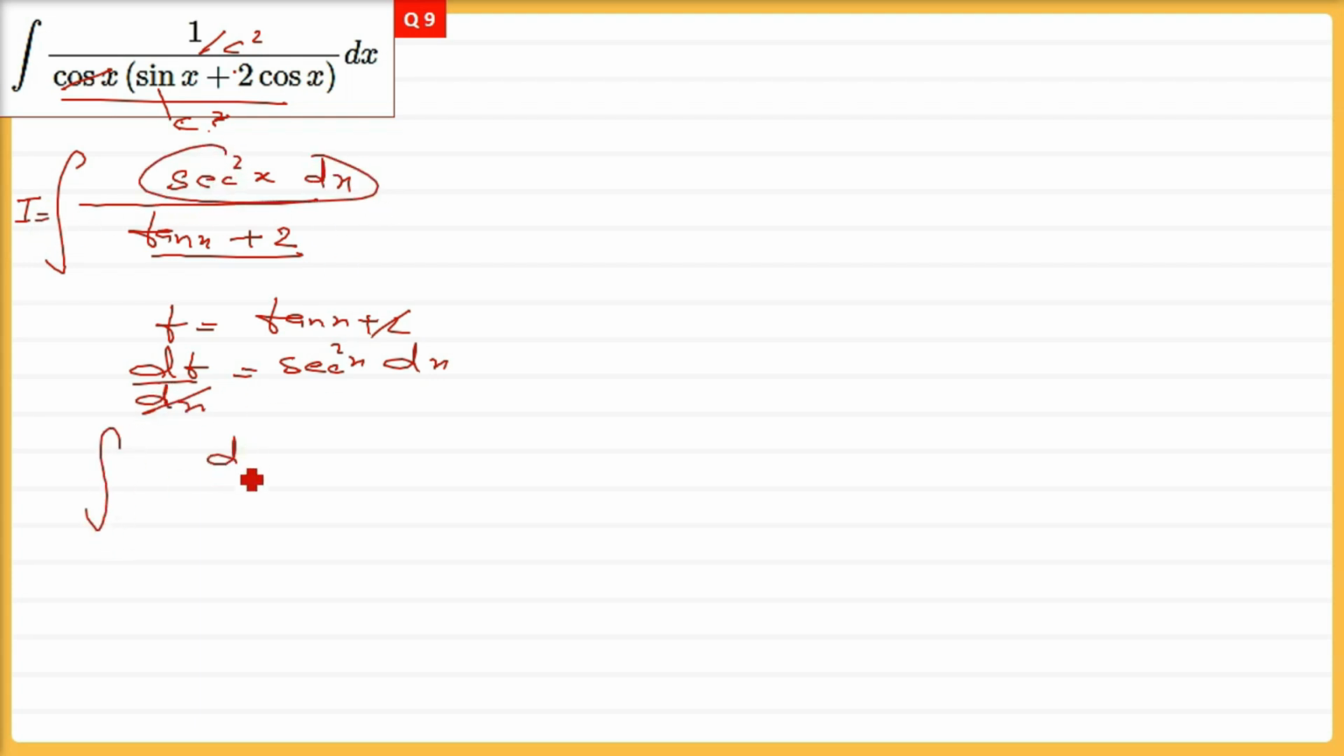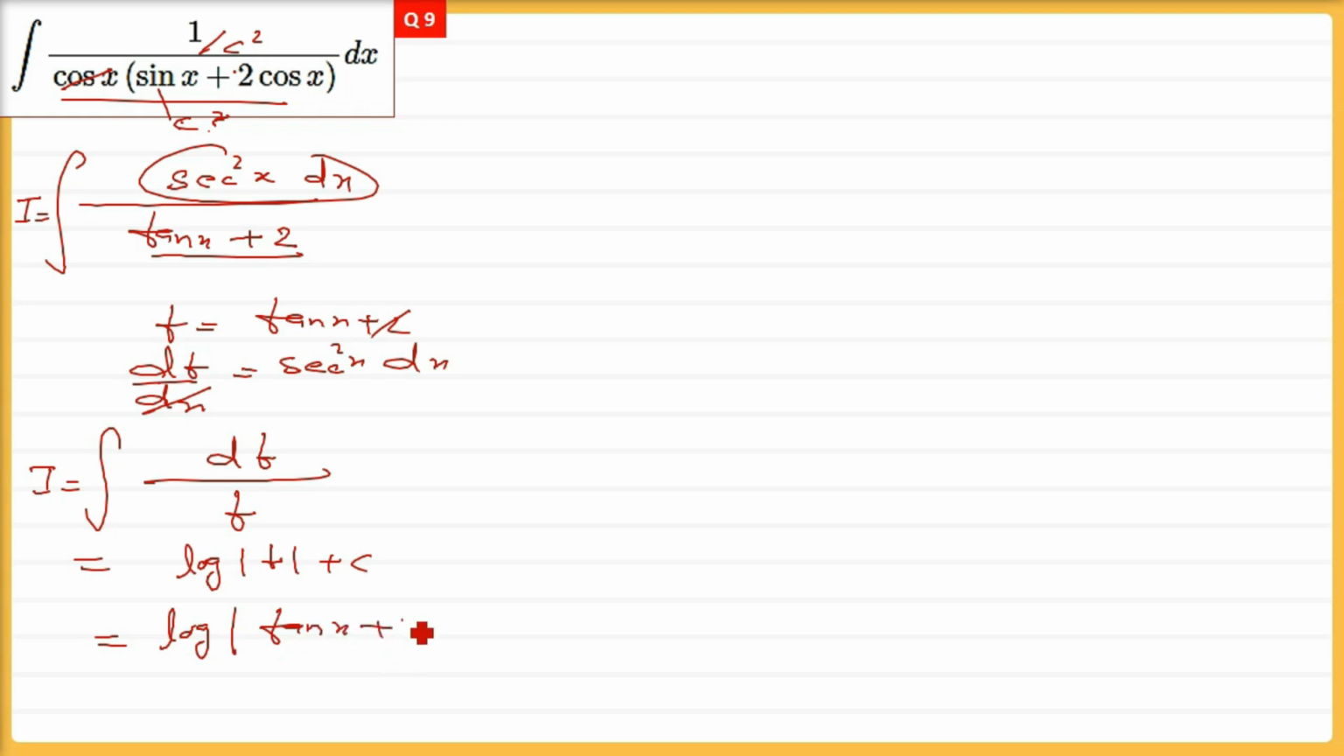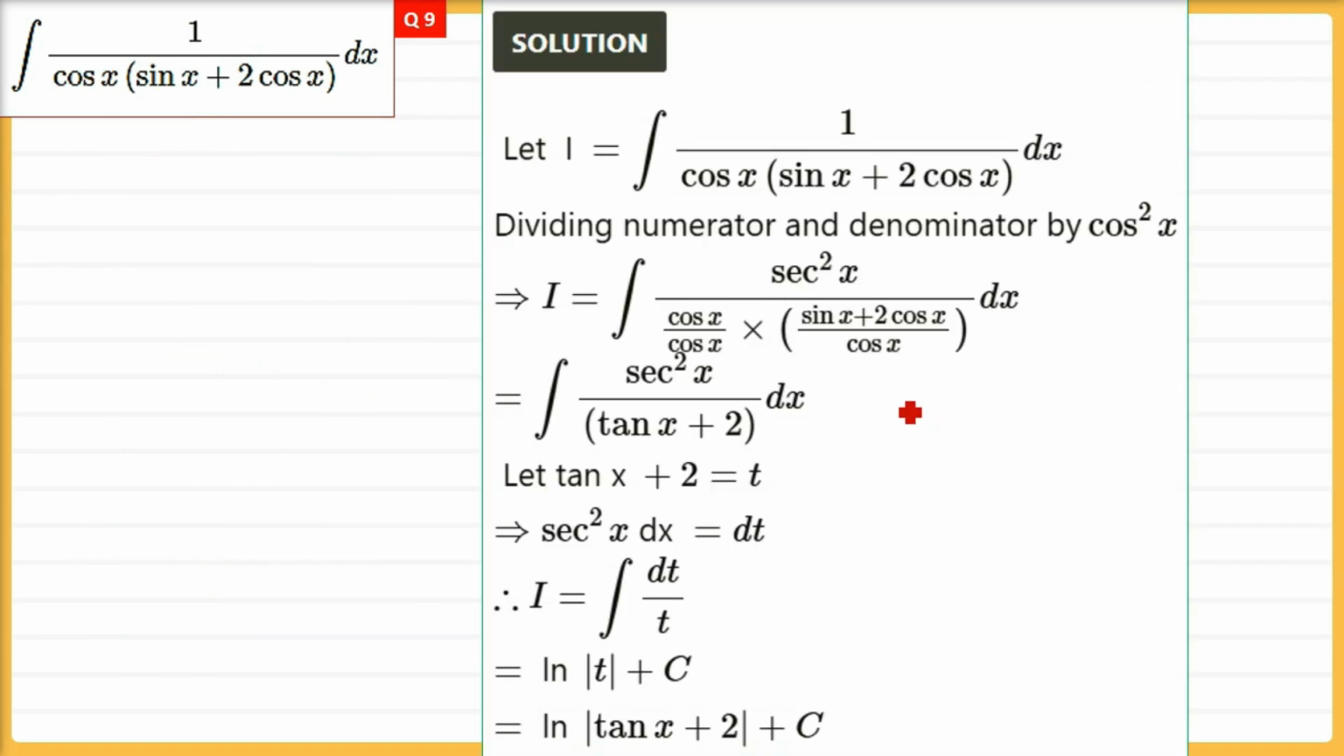So this will become dt, denominator always t, and this is the simplest integration we have got up till now, which is log modulus of t. So log modulus of t plus constant of integration. What was t? It was tan x plus 2. Just write tan x plus 2 plus constant of integration. This is your final result. Divide by cos square x, you'll get the result. So this is a very straightforward question again. Just divide numerator denominator by cos square x, and that is the direct result.